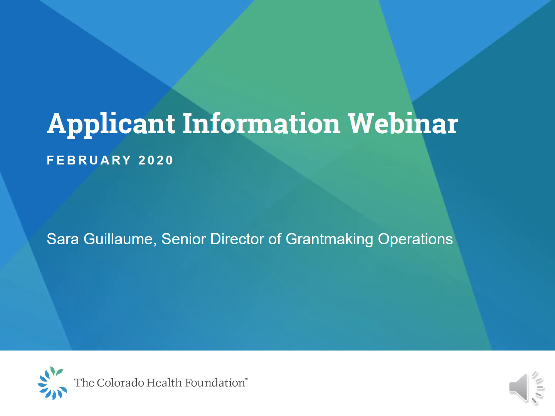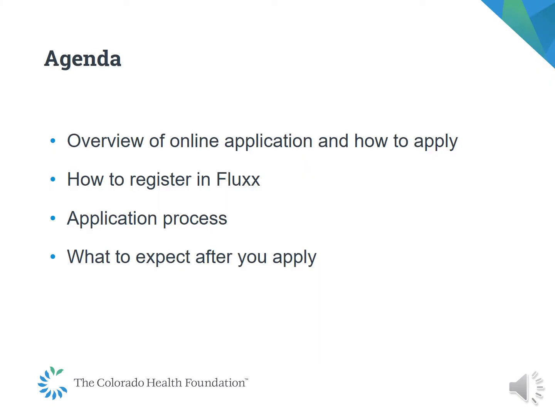I'm going to spend a few minutes walking through how to apply for funding through the Foundation. In the next few minutes, I'll review how to navigate our website to find funding, as well as the process for applying. I'll also cover how to register on our new grant application system called Flux. It's important to note that all applicants, whether you've applied for a grant before with the Foundation or not, need to register in Flux. And finally, I'll review what you can expect after you apply for a grant.